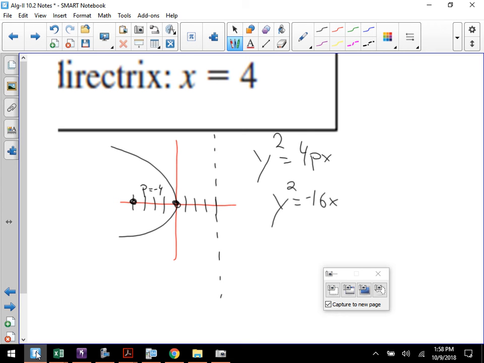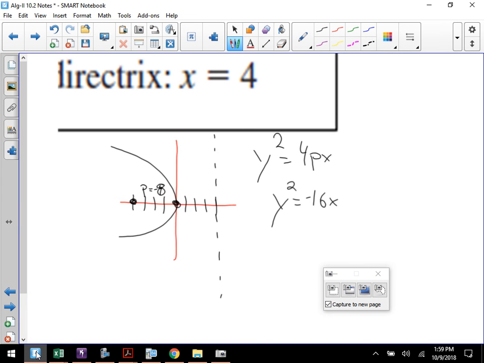The idea here is that you have to remember that vertex to focus is p, vertex to directrix is opposite. Okay? You're about to ask me something. What do you got? I'm sorry, what's that? No, the formula is 4px. What's 4 times -4? That's where it came from. If this distance was -8, I'd do 4 times -8, whatever that p-value is.